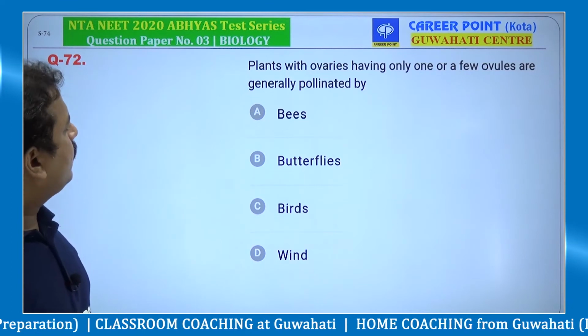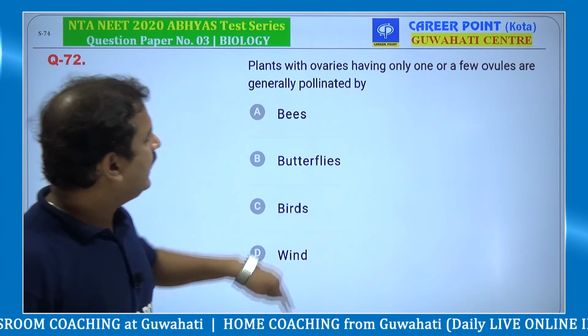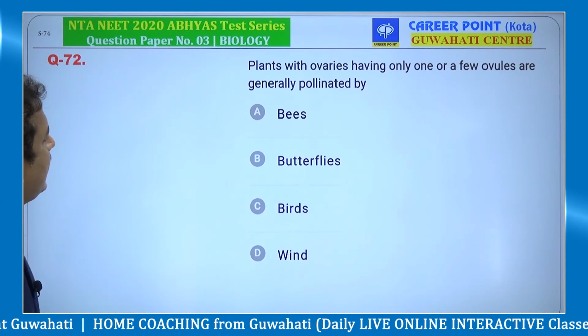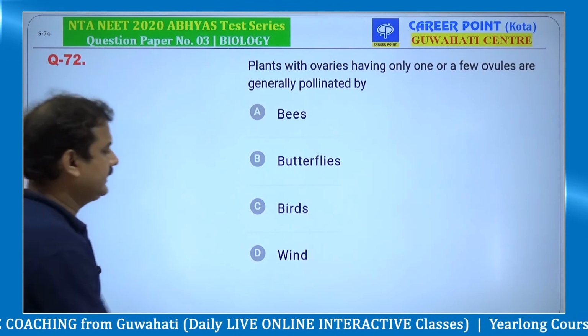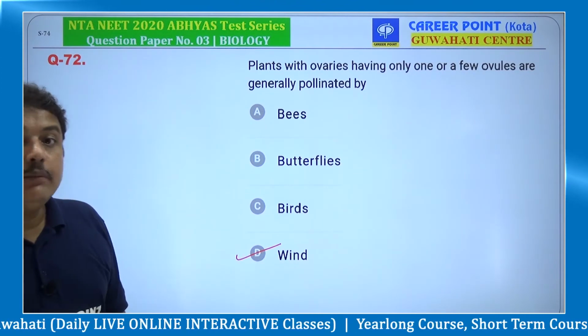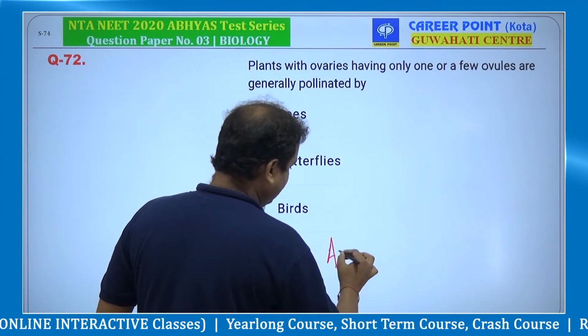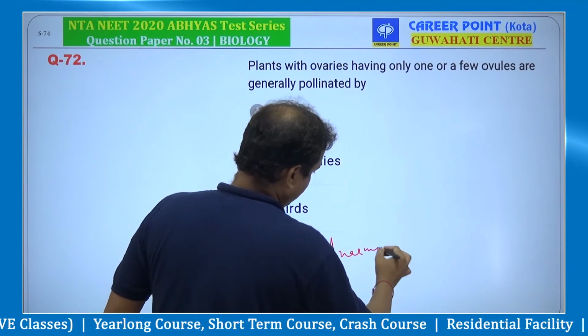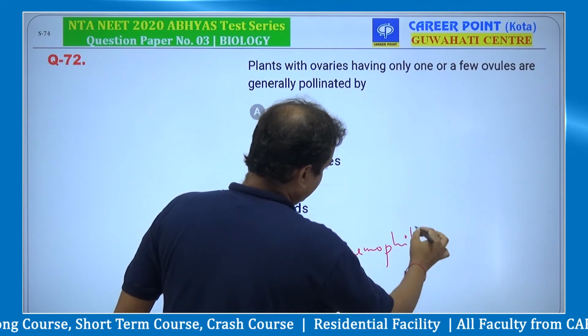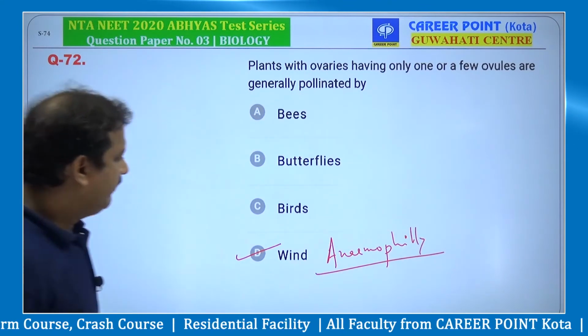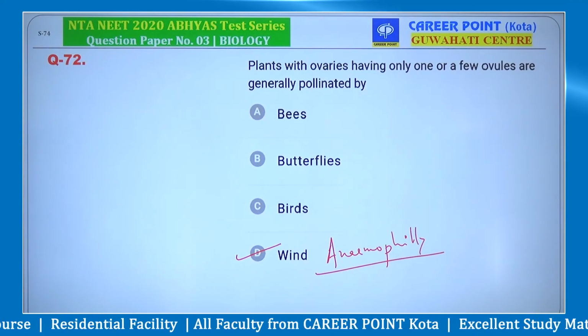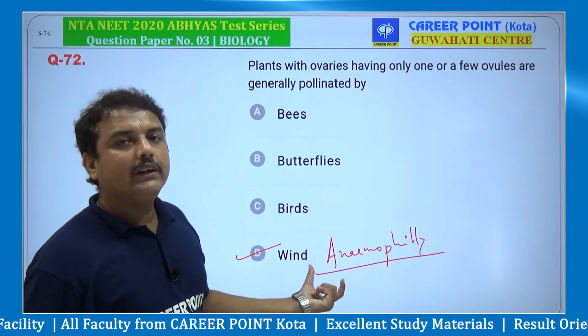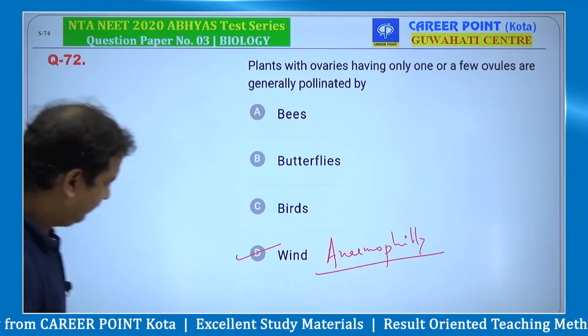Plants with ovaries having only one or few ovules are generally pollinated by wind. That is called anemophily. So anemophily is the process by which wind helps in pollination.